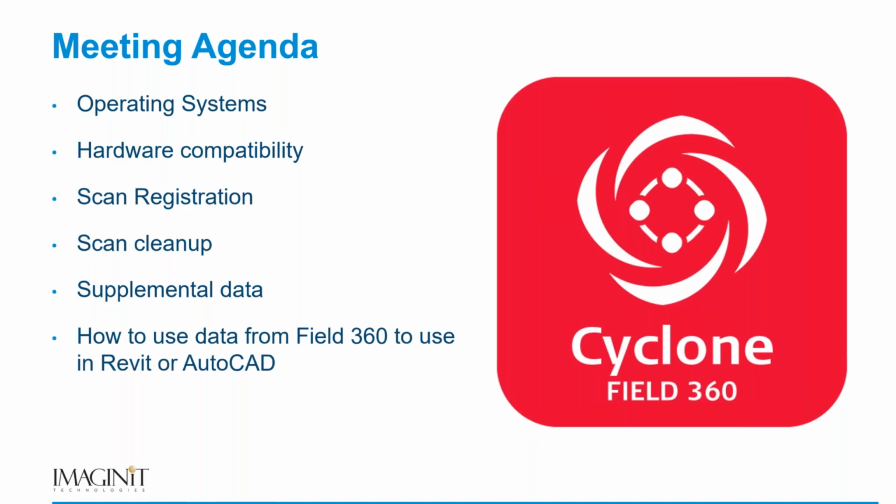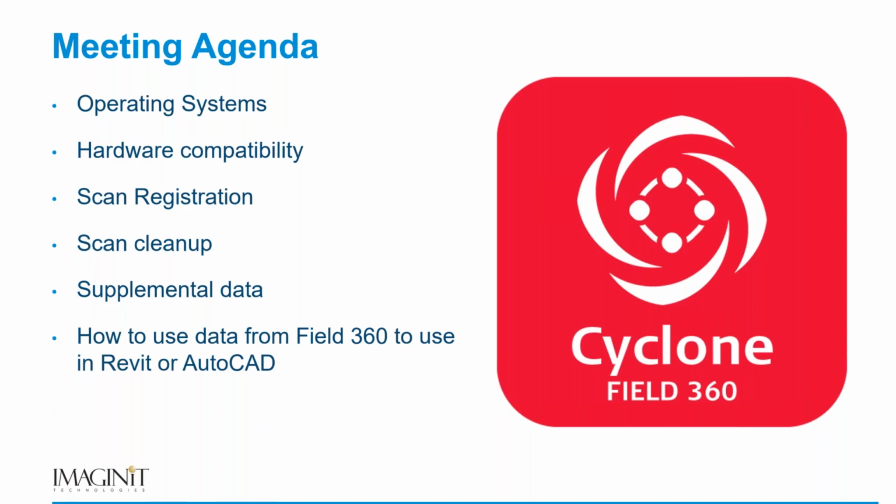Once your data is in Field 360, a lot of times what we've had to do in the past is go back to the office and wait to clean up any unwanted data. Maybe we've got a bunch of data that the scanner collected from far away that we simply don't need in the data set we're working with. So we'll talk about that cleanup and how to get rid of some of that data.